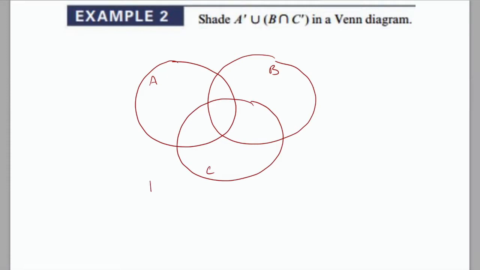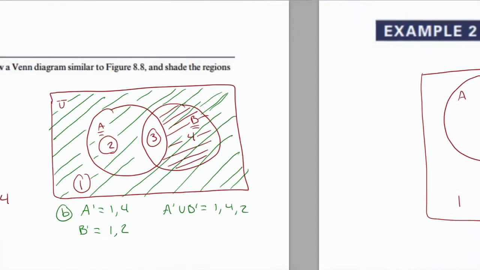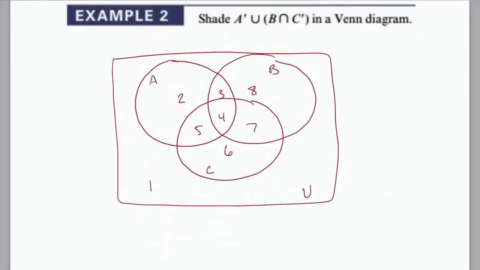We leave the outside as 1, and following the same idea as before, this should be a 2. This should be 5, 4, 3, 8, 7, 6. This is my universal set, and I'm getting this from my previous example. So first, to solve this problem, we're going to do B intersection C complement.